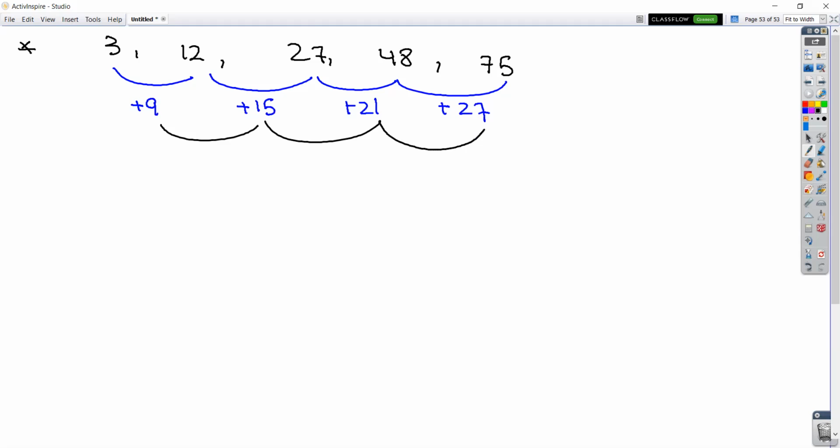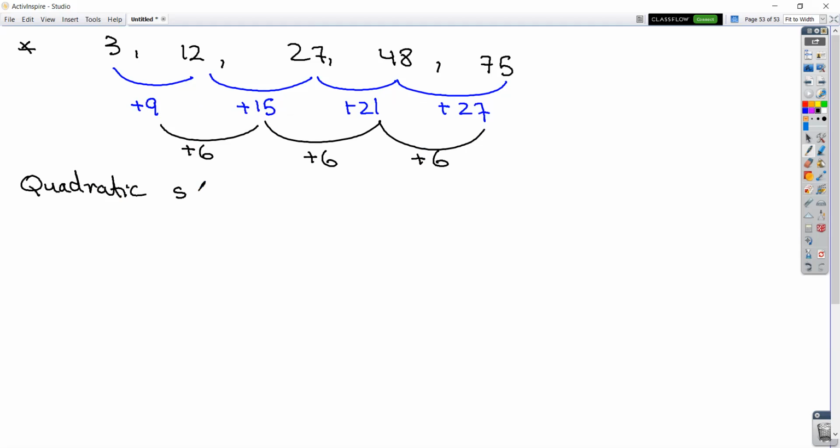So I'm going to find the difference of these numbers now. The difference between 9 and 15 is plus 6, then 21 and 15 is plus 6 again, and 21 plus 6 is 27. Because we are getting the same difference the second time, it means it is a quadratic sequence.